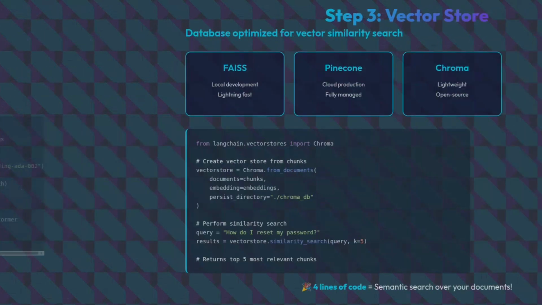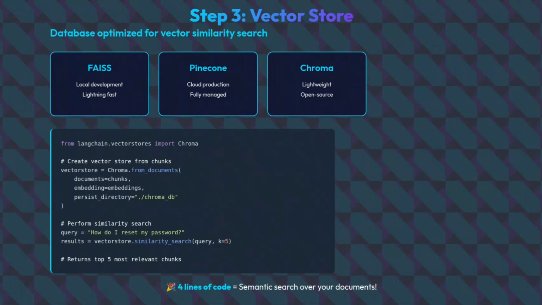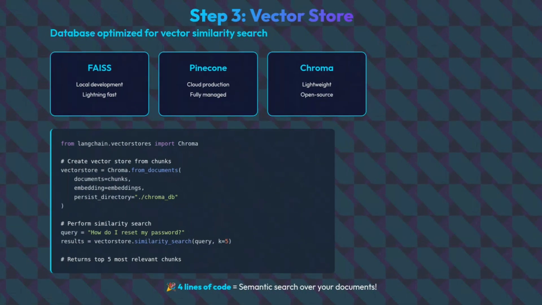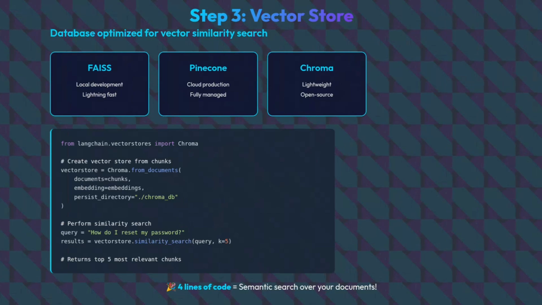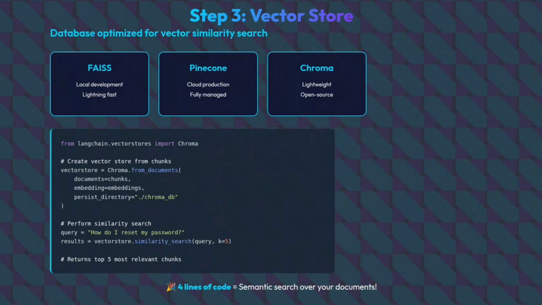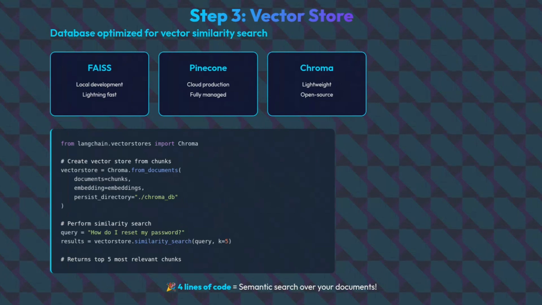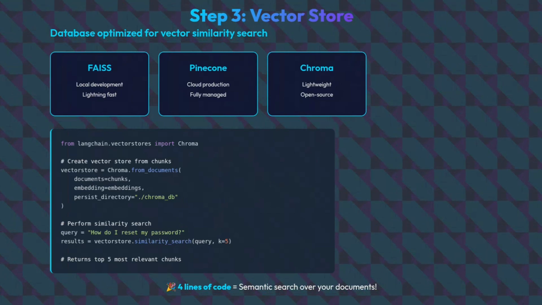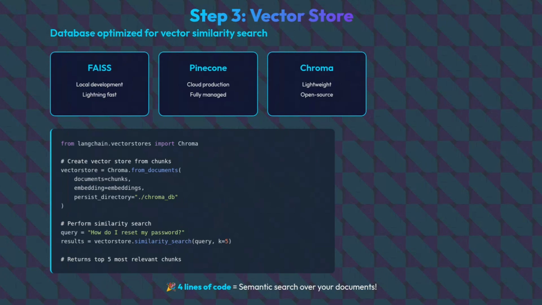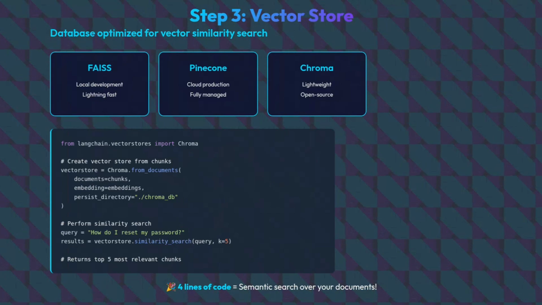Step 3, storing and searching those embeddings. We need a database that's optimized for vector similarity search. There are many options: Fastest for local development, Pinecone or Weaviate for production cloud solutions, Chroma if you want something lightweight and open source. Here's how to set up Chroma. We create a Chroma vector store from our document chunks.